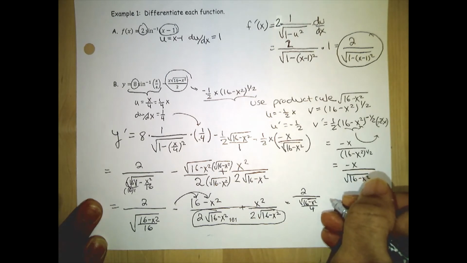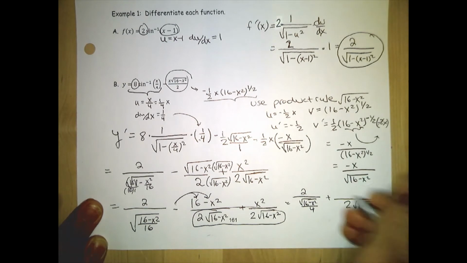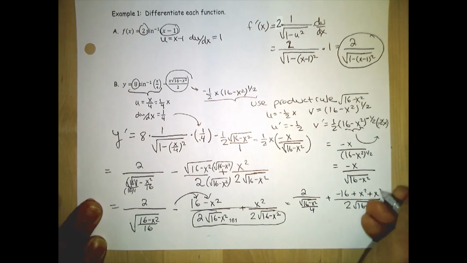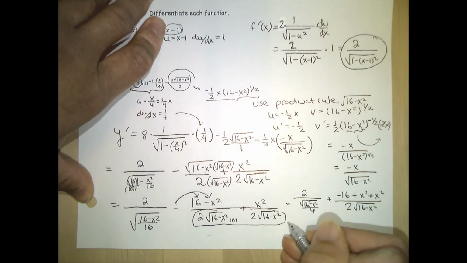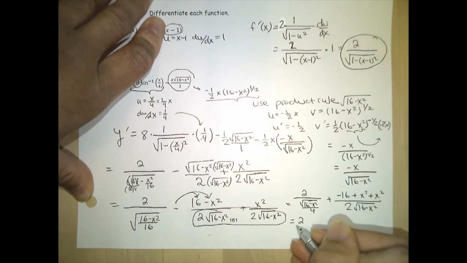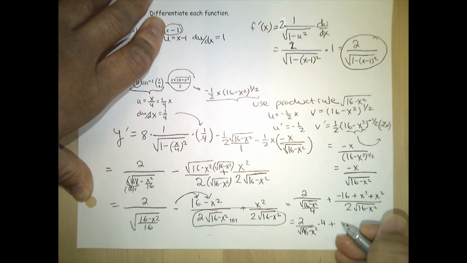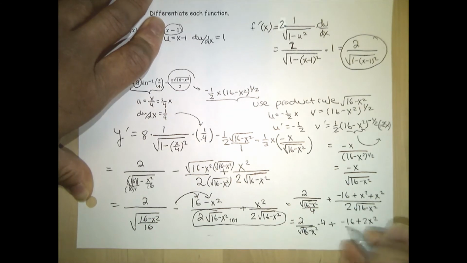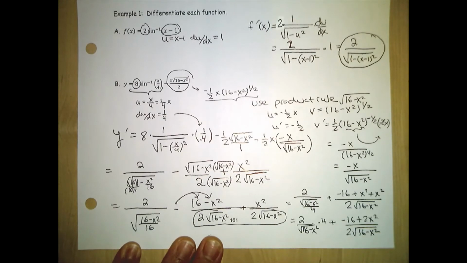So whatever I get here will all be over the 2 square root of 16 minus x squared, all right? So negative 16 plus x squared plus x squared, all right? So now I'll multiply this by the reciprocal, so 2 over the square root of 16 minus x squared times 4, and then that will be plus negative 16 plus 2x squared over 2 square root of 16 minus x squared. And now, what do I do here?